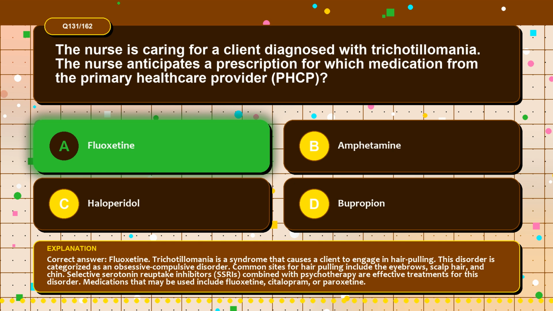Common sites for hair pulling include the eyebrows, scalp hair, and chin. Selective serotonin reuptake inhibitors (SSRIs) combined with psychotherapy are effective treatments for this disorder. Medications that may be used include fluoxetine, citalopram, or paroxetine.